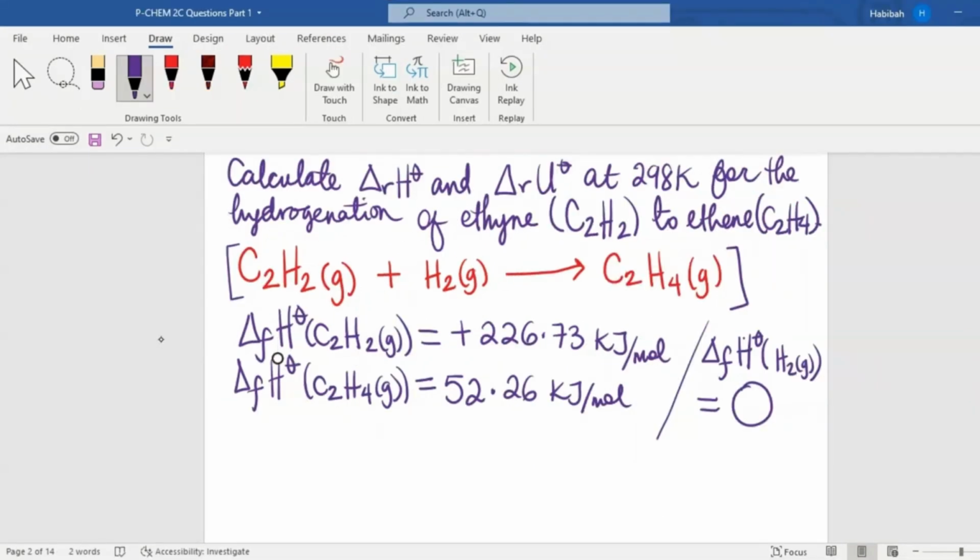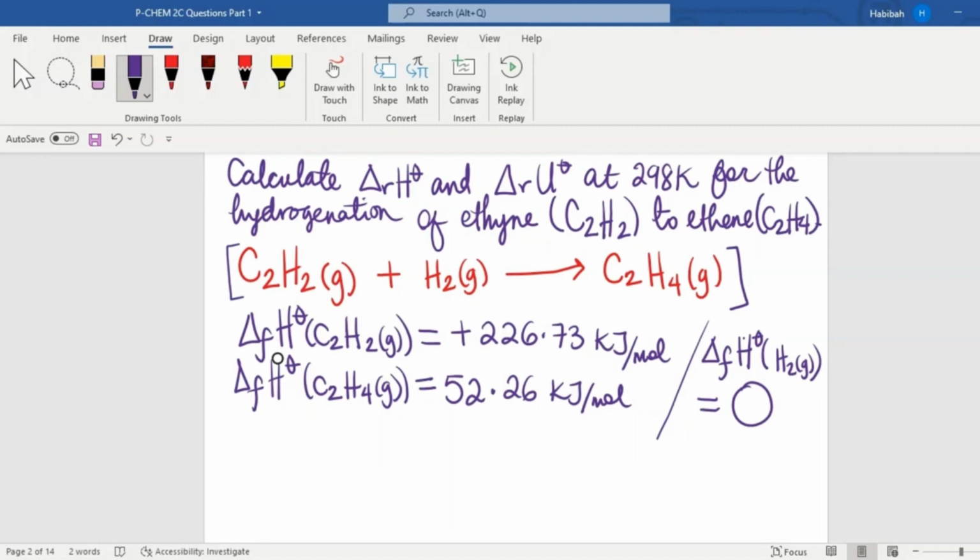Salam and welcome everyone. So today we're going to be working on the question on the screen that says calculate the change in enthalpy of reaction and the change in internal energy of reaction at 298 kelvins for the hydrogenation of ethine C2H2 to ethene C2H4. Ethine is an alkyne and ethene is an alkene.